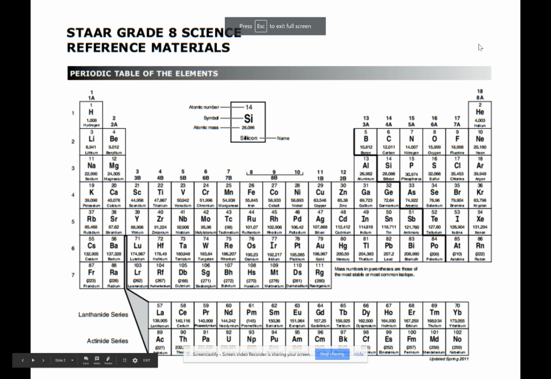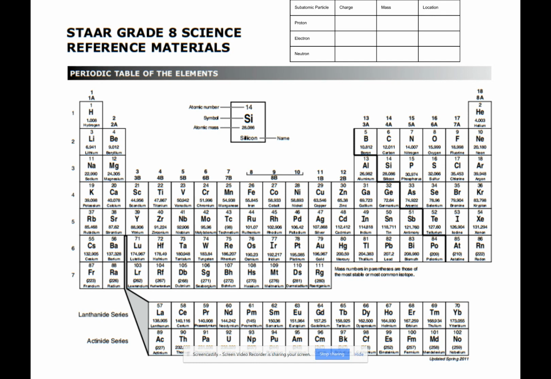Okay, so anytime you have an exam, whether it is a campus exam or a district exam or your STAAR exam, you're going to be provided with this reference material sheet. The very first thing I would like you to do is to take everything we've learned about chemistry and put it down on this paper so it can help you solve your questions about chemistry.